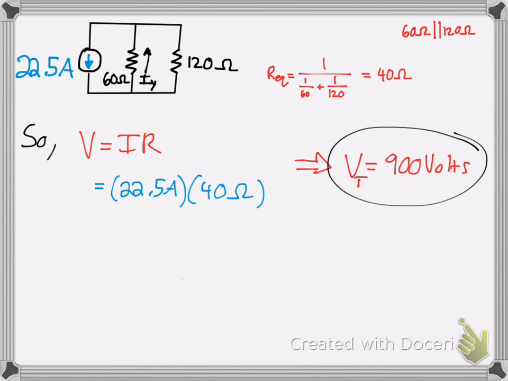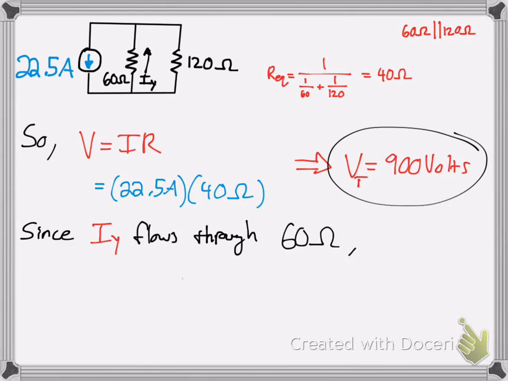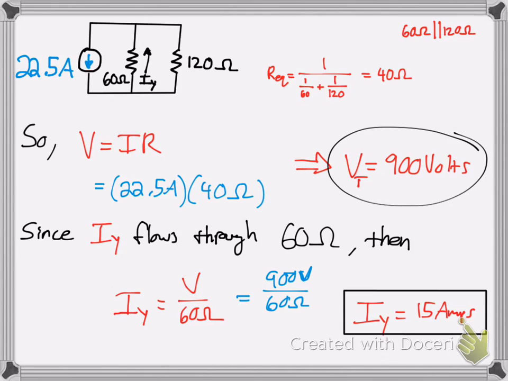But we're just looking for Iy. Since Iy just flows through the 60 ohm resistor, Iy is simply the total voltage over the 60 ohm resistor. We've found the total voltage is 900, divided by 60, and that means Iy is simply 15 amps.